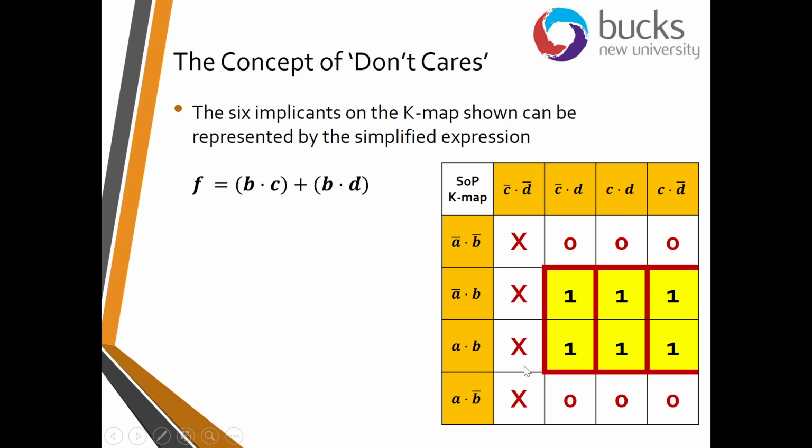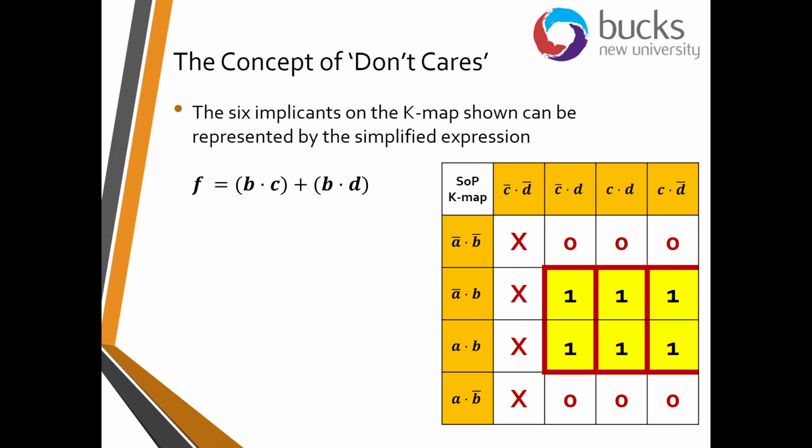We don't care if they're 1, we don't care if they're 0 for whatever reason. It makes no difference to us. So because of that, we can utilize that in simplifying out. So we have 6 implicants that we can be shown.